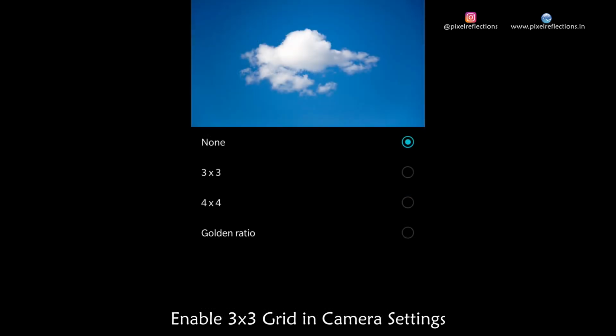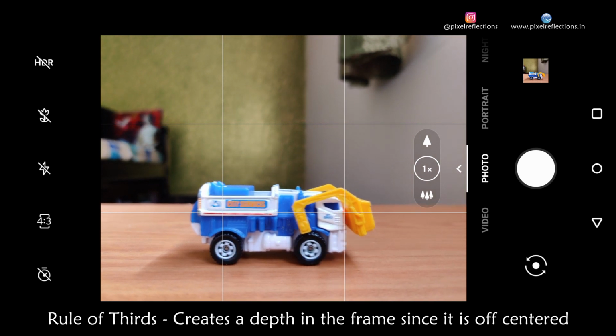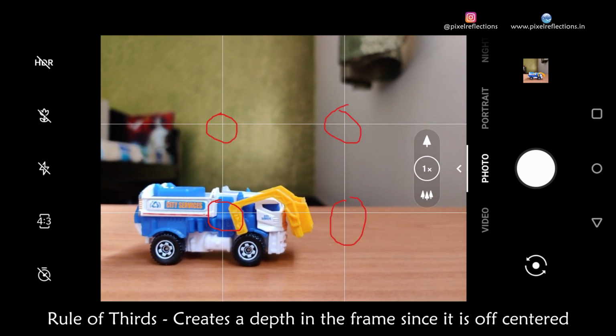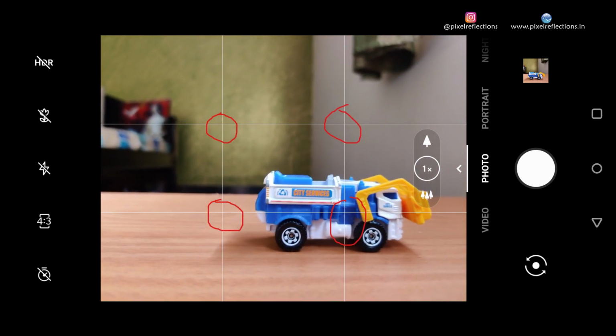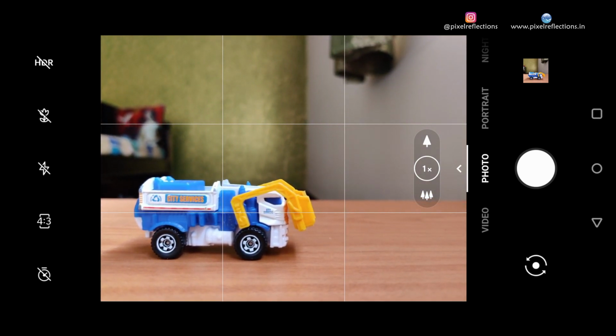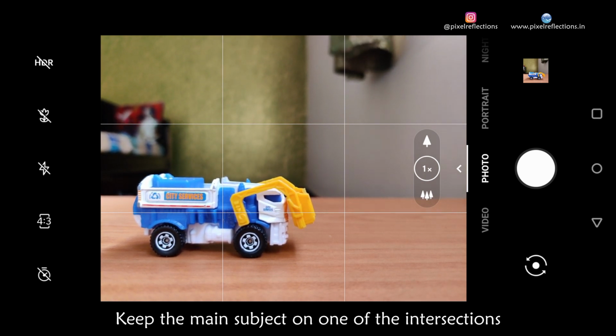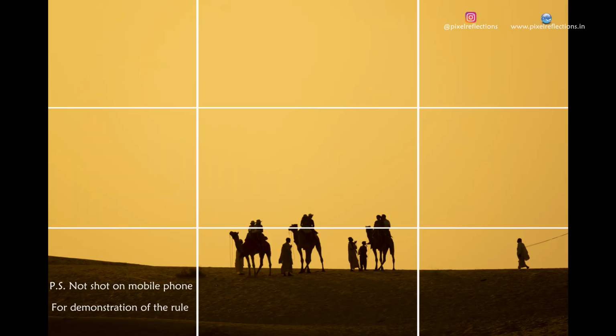Go to grid and enable the 3x3 grid. And there is something called the rule of thirds. So you can keep the subject at the intersection of one of these lines. Now since the subject is facing to the right, I'm going to keep the subject on the left intersection, which means the subject is facing right and I'm leaving a lot of space on the right. So this is the rule of thirds. You can use any of these intersections and frame your subject.